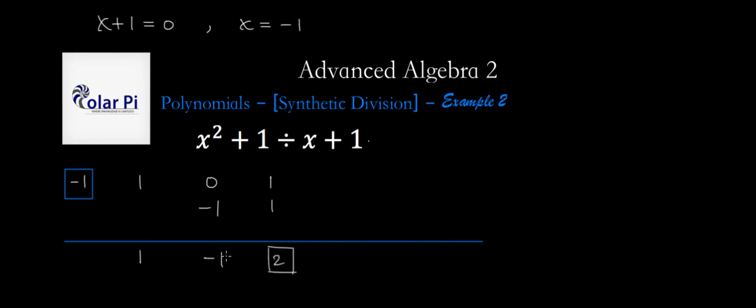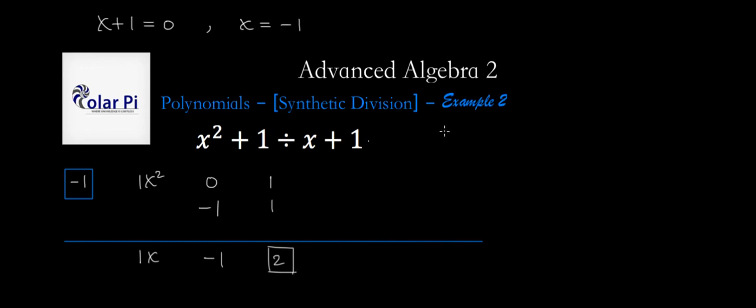Yeah? Okay, cool. Now, since this was x squared here, sorry, I don't like the way I wrote that. Since this here is x squared, this here is 1 degree less, so it must be x. And so our answer is x minus 1 remainder 2.